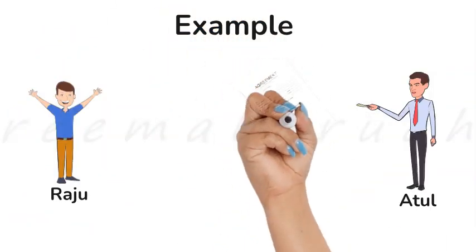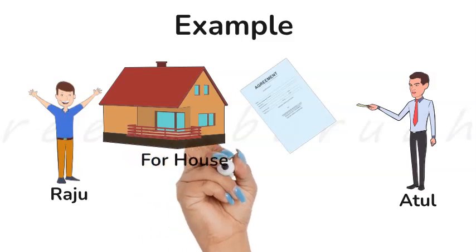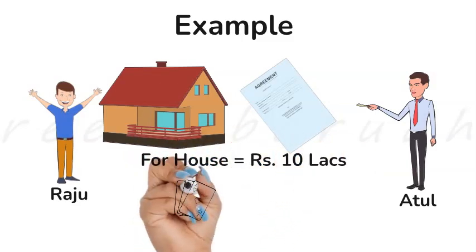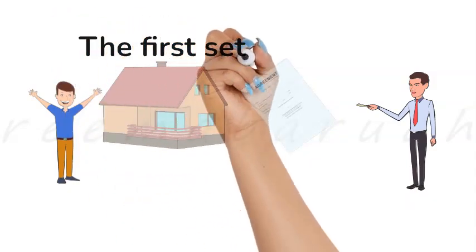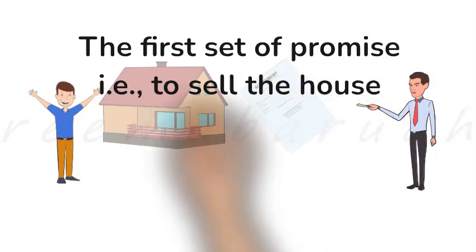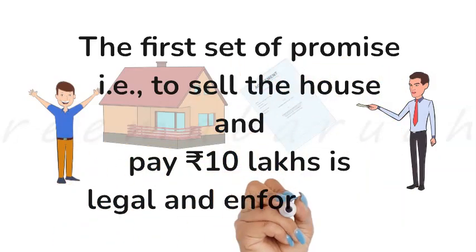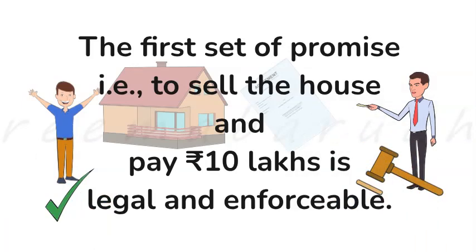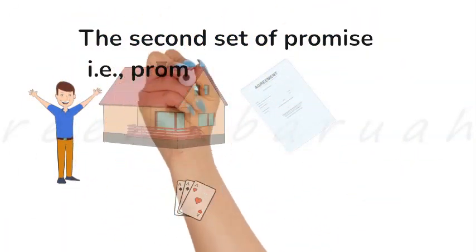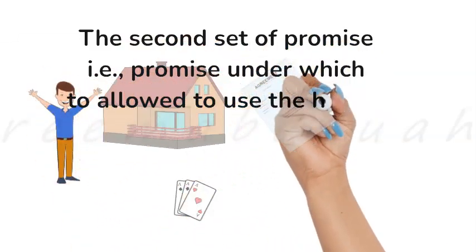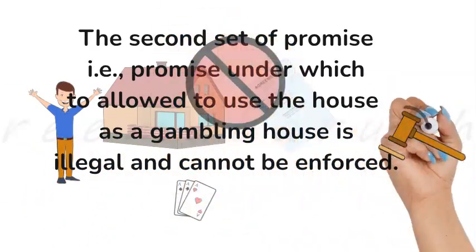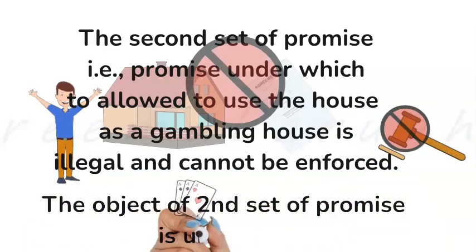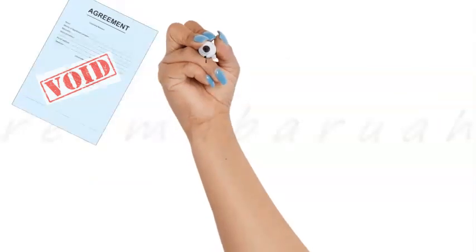Example: Raju and Atul agreed that Raju would sell a house for rupees 10 lakh. But if Atul used it as a gambling house, he would pay rupees 15 lakhs as the price of the house. In this case, the first set of promise, that is, to sell the house and pay rupees 10 lakh for it, is legal and enforceable. And the second set of promise, that is, promise under which Atul is allowed to use the house as a gambling house, is illegal and cannot be enforced. The object of second set of promise is unlawful. Let us now move on to the next point.